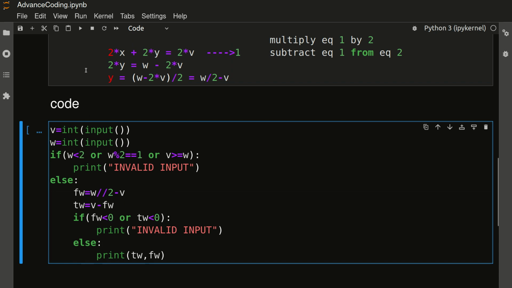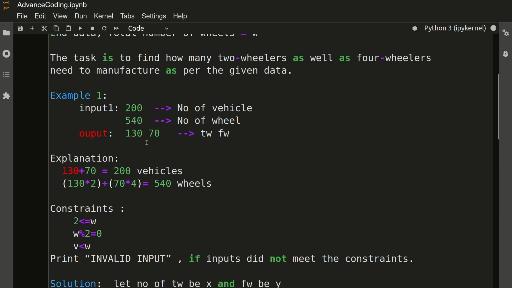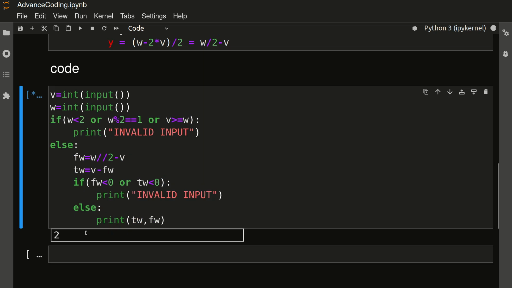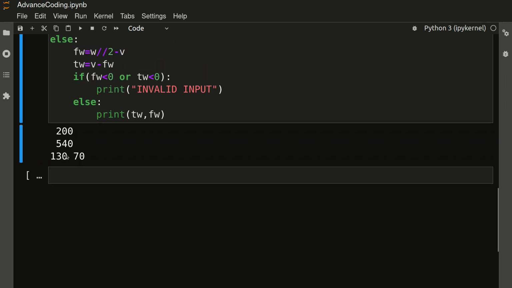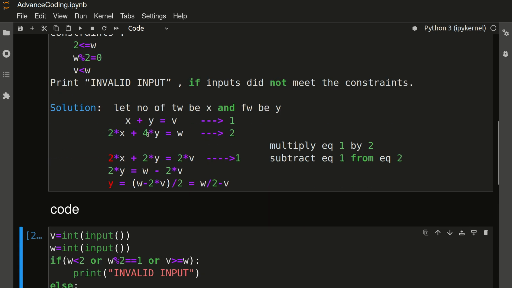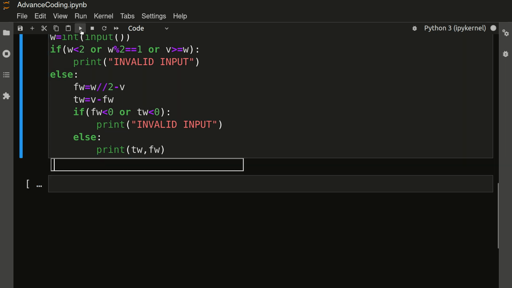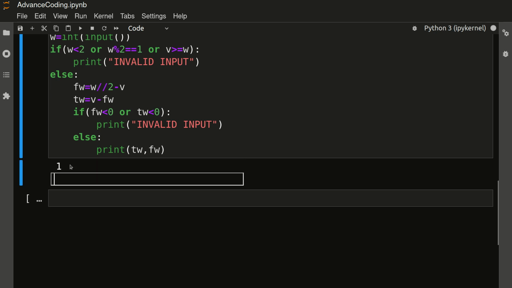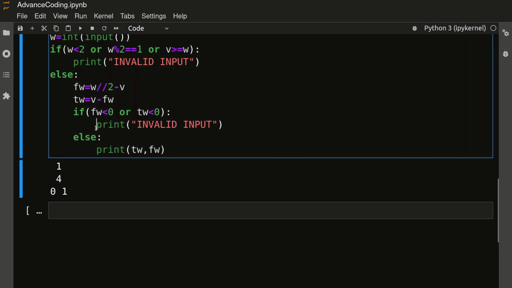Now let me run this. So this was the whole code. We will run this sample one only, 200, 540. Okay, so we got 130 and 70. So this is the output. Now we can try some other values also. Let us say there is only one vehicle and the number of wheels is 4. So we know there will be only one four-wheeler. We can see two-wheeler is 0 and four-wheeler is one.